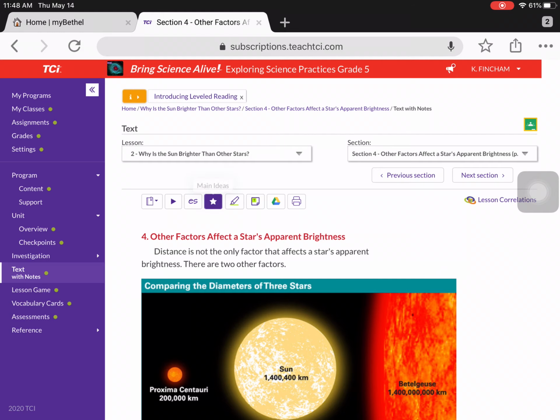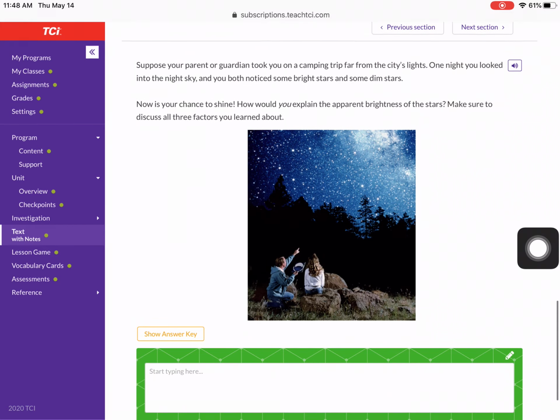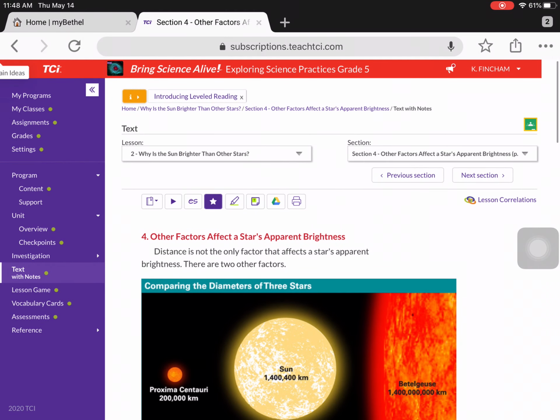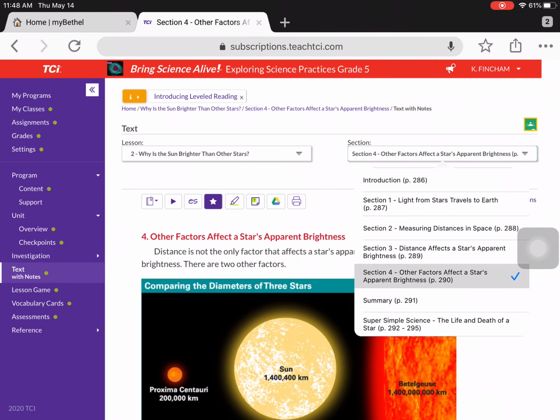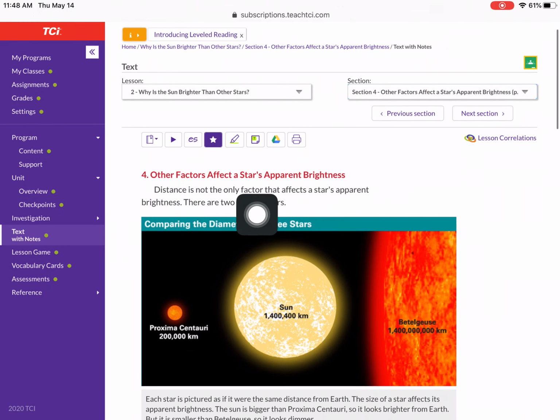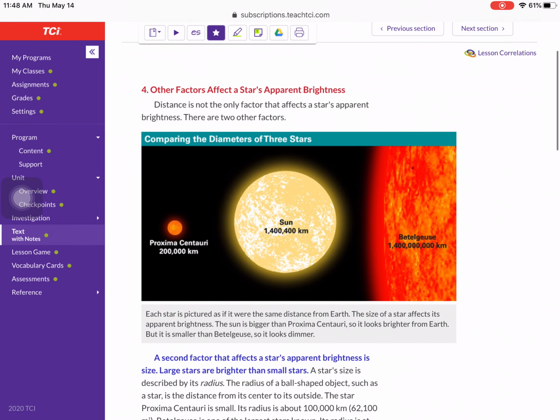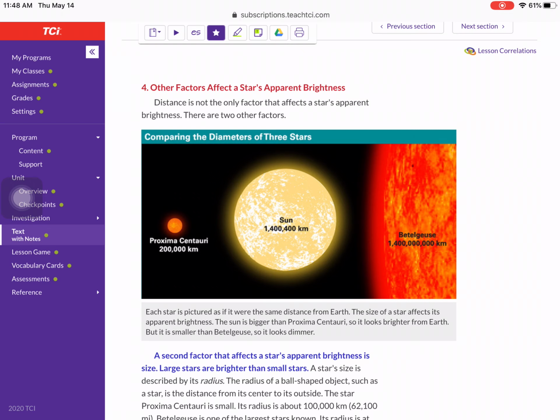Okay, and again, we're going to click our main ideas tab here. All right, so number 4. Other factors affect a star's apparent brightness. Distance is not the only factor that affects a star's apparent brightness. There are 2 other factors.